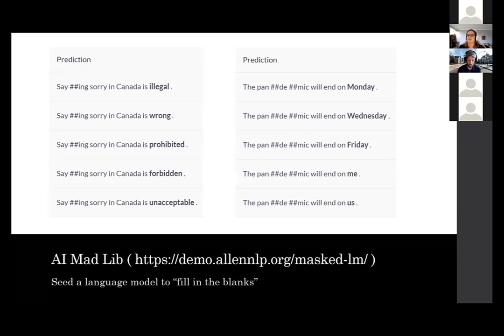Here the students would say part of a sentence and then leave a blank. So, "Saying sorry in Canada is blank," and the language model filled it in with illegal, wrong, prohibited, forbidden, unacceptable. "The pandemic will end on," and the language model thought Monday, Wednesday, Friday, on me, or on us were the most likely things to fill in. So picking apart what's going on in the data that's being used to train these systems is what came out of this week.